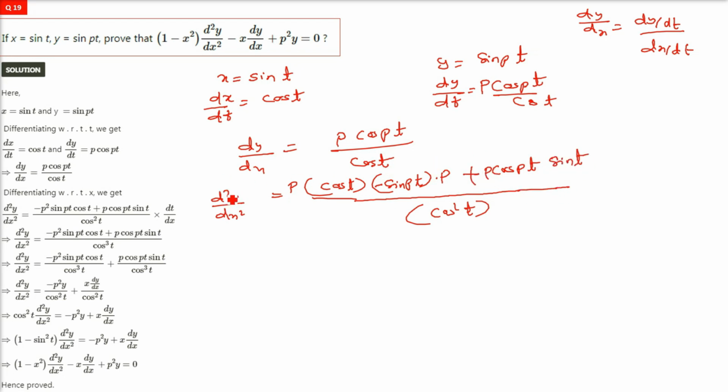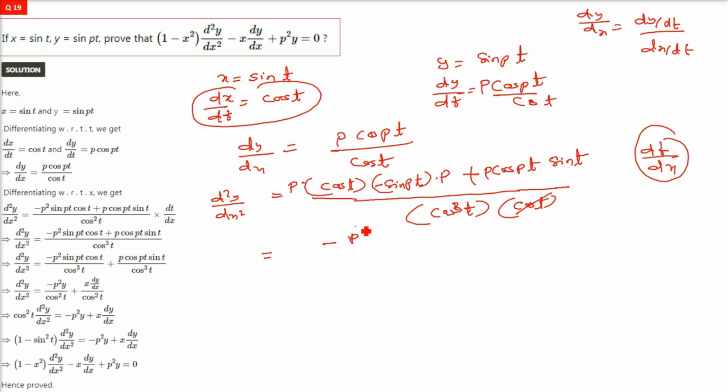So d2y by dx2 is in terms of t. We have differentiated, and there is only t on the right hand side, so you have to introduce dt by dx also. dx by dt is cos t, but we have introduced dt by dx, so we have to take the reciprocal of it, in the denominator. So cos t introduced, so cos cube t will be in the denominator. Let us write this: p into p square cos t minus sin pt, plus p cos pt into sin t, and cos cube t, I am dividing for both the terms, taking it in the denominator.